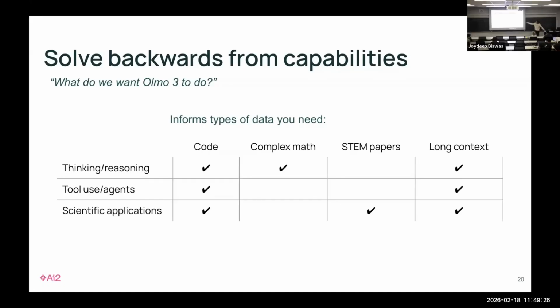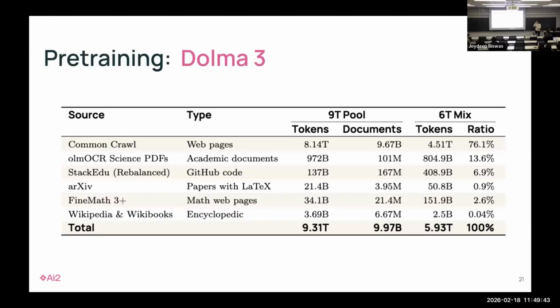Tool use, we need to have a similar idea, and the same for scientific applications. Oh, we need to throw in a lot more STEM papers. Maybe not even just specifically my discipline. I'm a computer science person, but STEM papers in general, anything that could possibly be useful in other fields, because there's some similarities. And so this is what we ended up with.